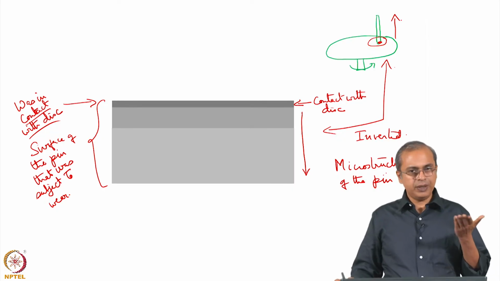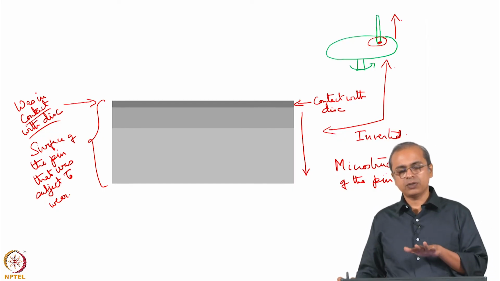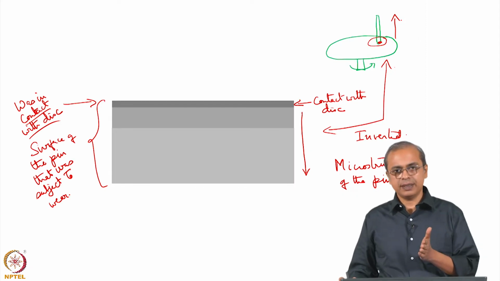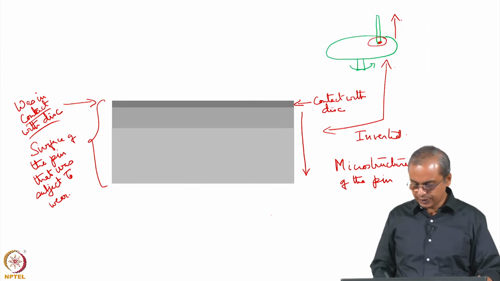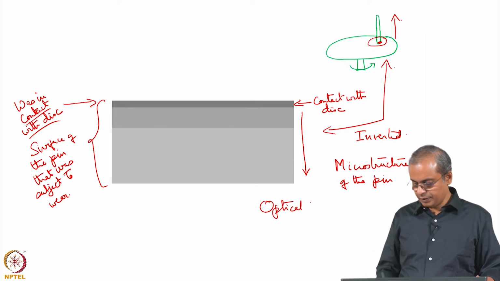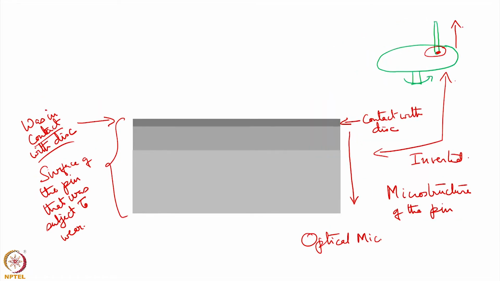Usually you can use an optical microscope, it also depends on what magnification and resolution you are looking at. You can also use a scanning electron microscope. So, you can use either an optical microscope or an SEM, which is basically your scanning electron microscope.